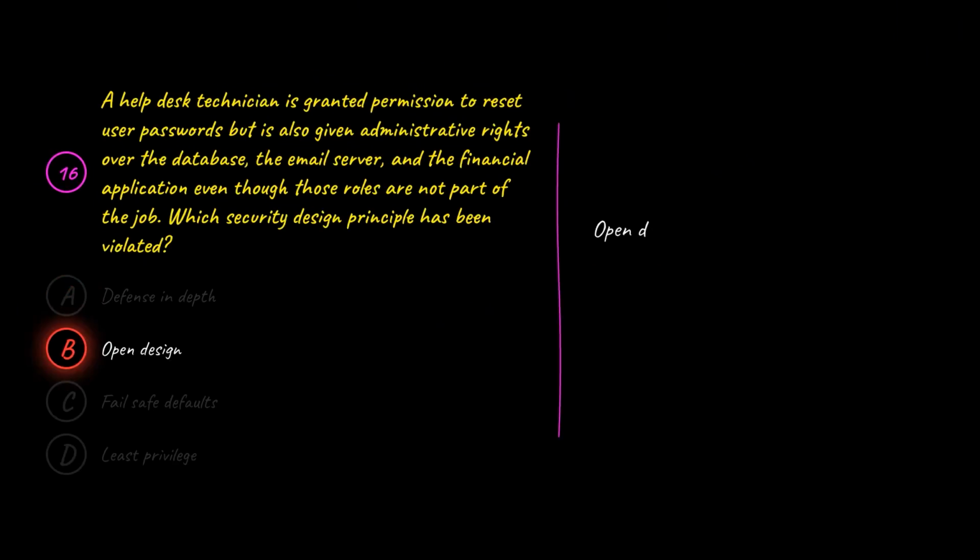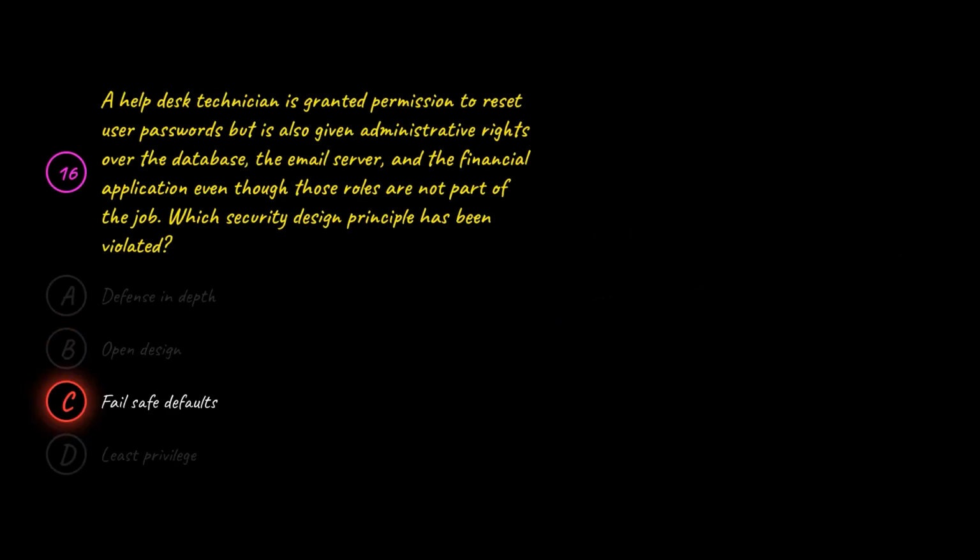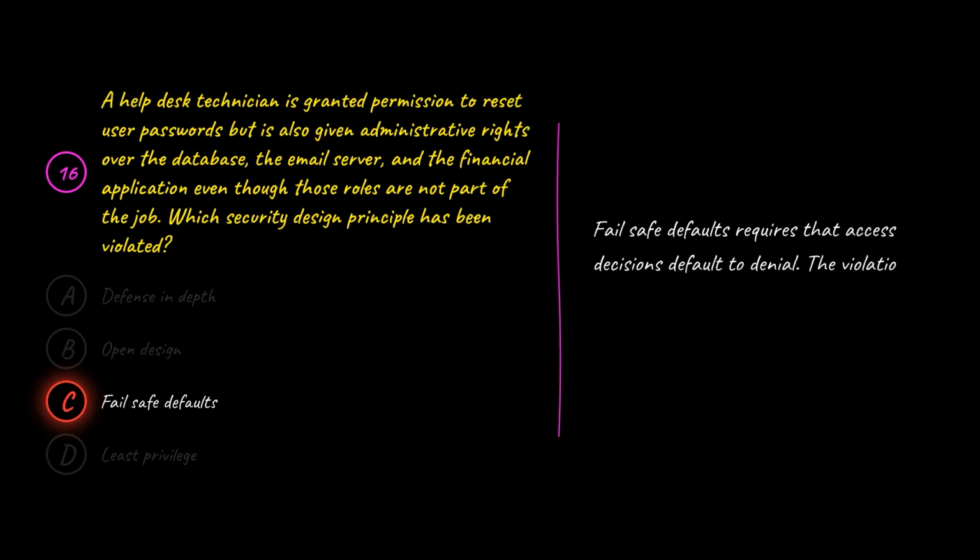B is wrong because open design states that the security of a system should not depend on secrecy of its mechanism. It does not address how broadly access is granted. C is wrong because fail-safe defaults requires that access decisions default to denial. The violation here is about excessive granted access, not about default behavior.